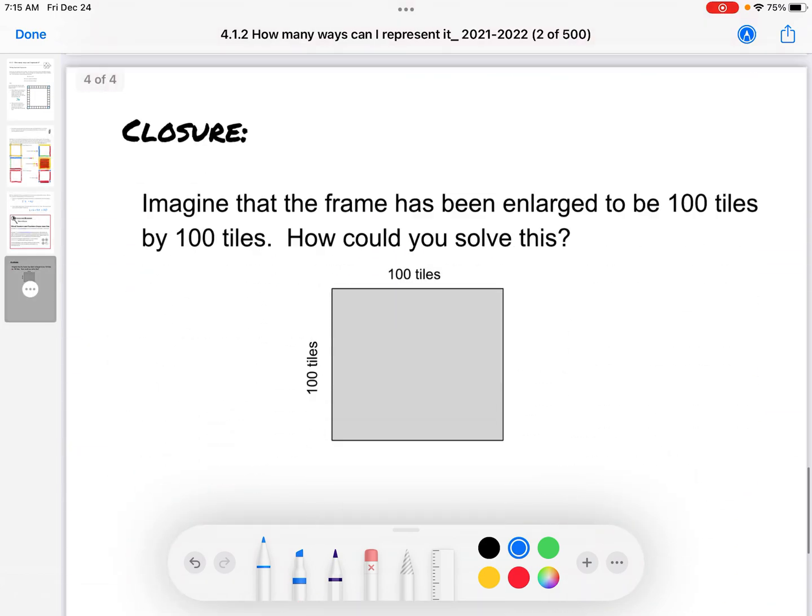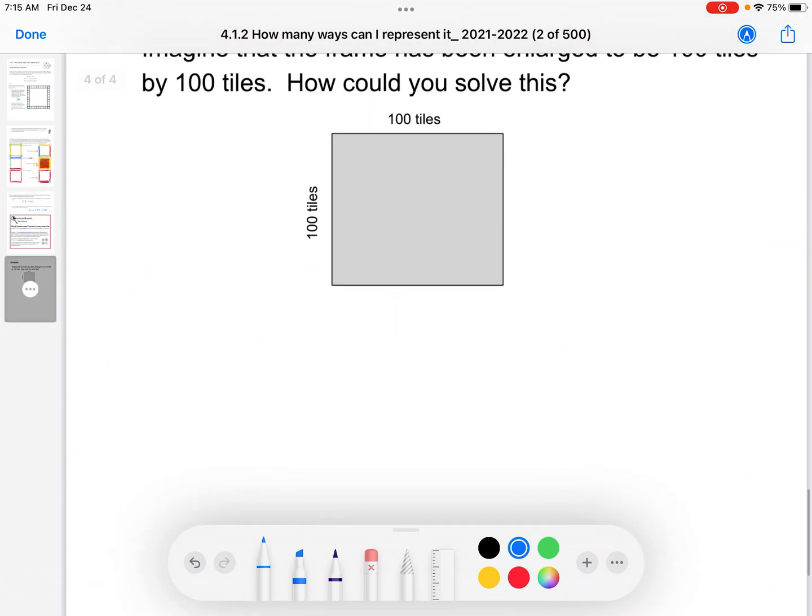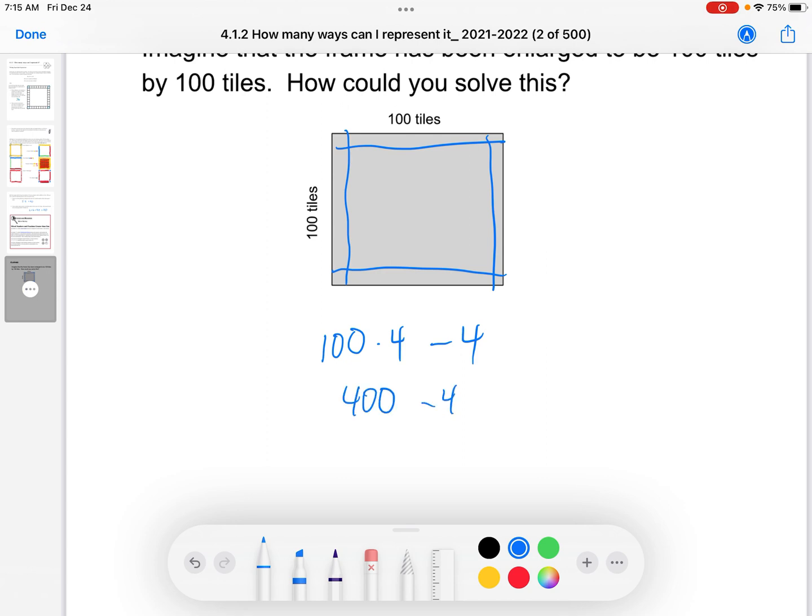okay? So this would be 100 times 4, right? Because that would be 100 on the top, 100 on the side, 100 on the bottom, 100 on the left, but I have to subtract the 4 corners because I double counted them. So that's 400 minus 4, 396 tiles. And if you chose a different method, you should hopefully get 396 too.